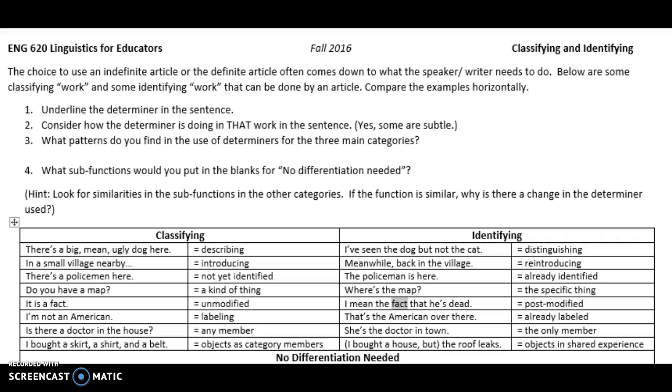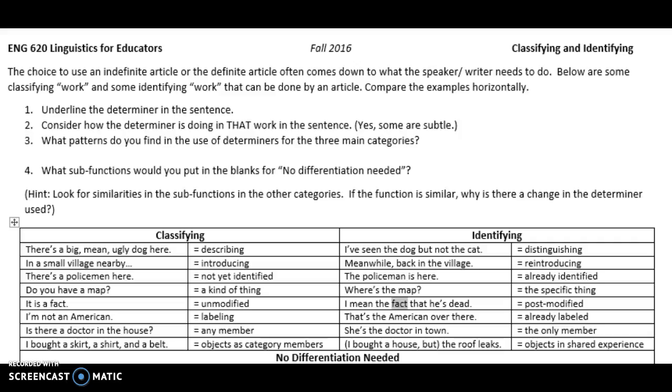The other example that might be useful to go over is the last one. If I bought a skirt, a shirt, and a belt, we're just referring to those nouns as objects, as categories, like members of all the skirts in the world, all the shirts in the world, the belts in the world. I bought one of those. But we use the definite article sometimes for objects in shared experience.